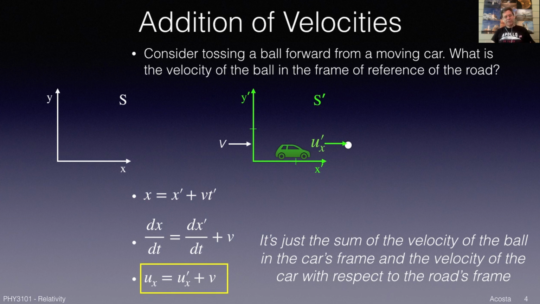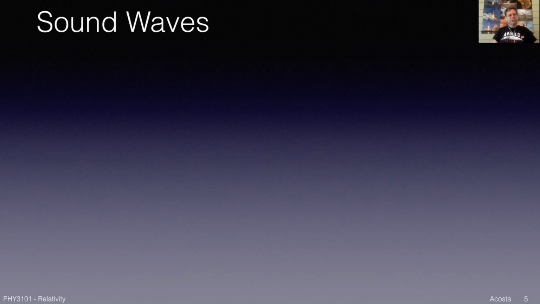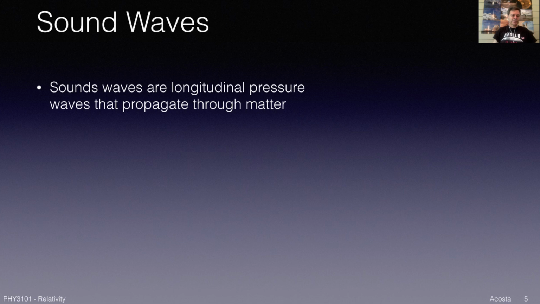Let's skip ahead into Newtonian physics and talk a little bit about some other topics, in particular waves, sound waves, and also electromagnetism. So let's start first with sound waves. What are sound waves? Sound waves are longitudinal pressure waves that propagate through matter, like air.